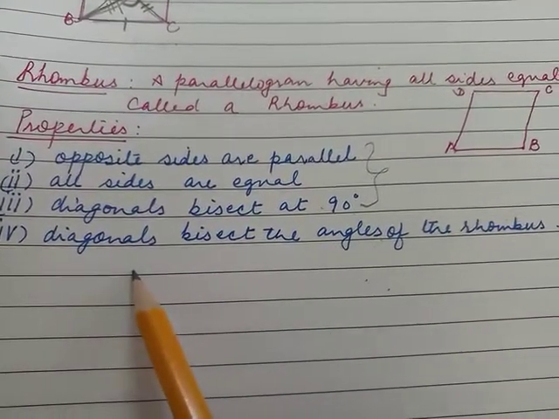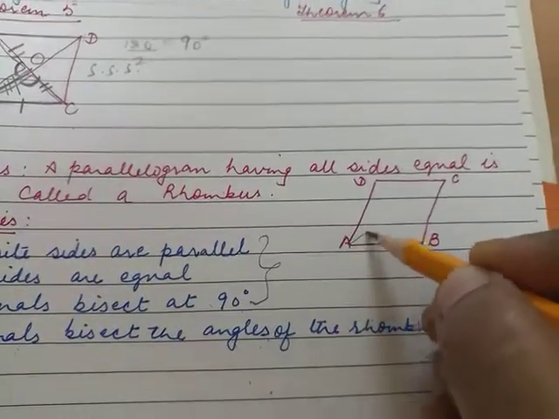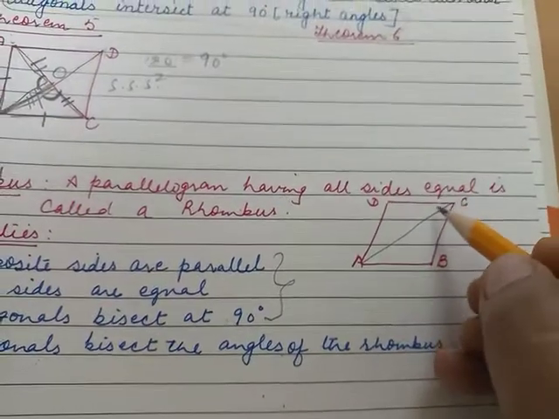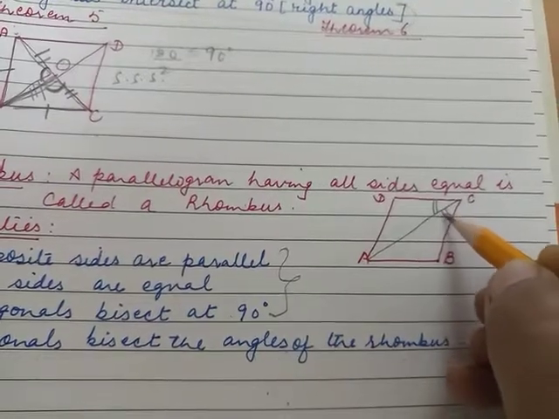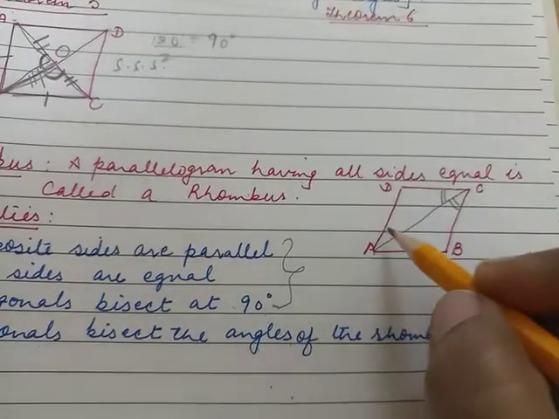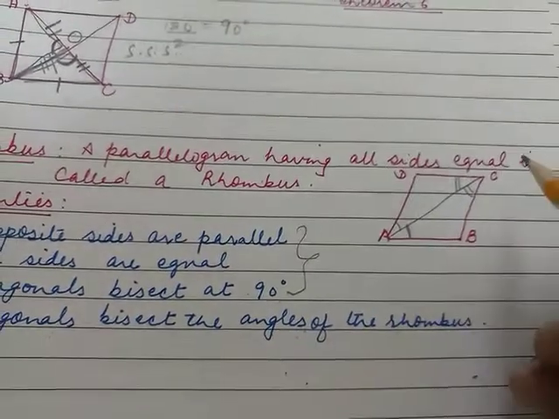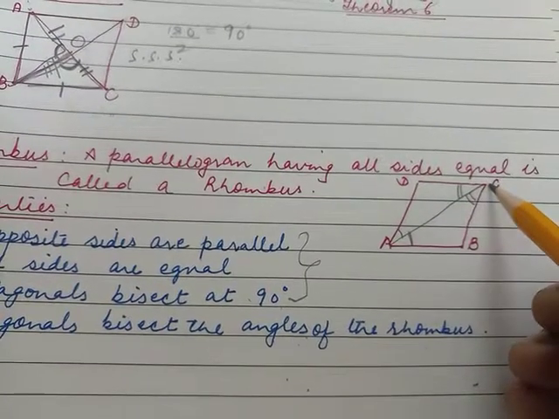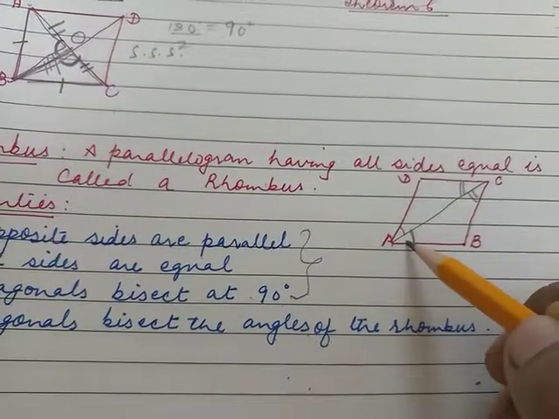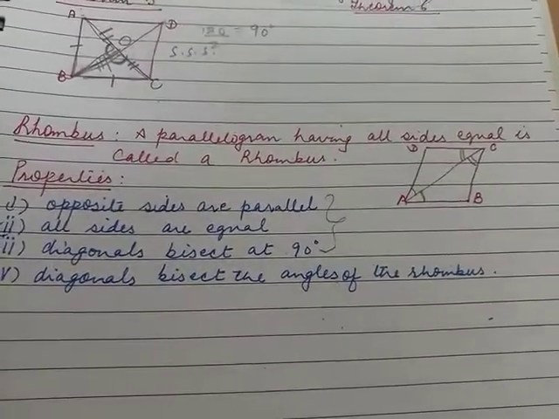Now the fourth property is important. Diagonals bisect the angles of a rhombus. If we draw the diagonal, it bisects the angle, that means this angle C is bisected into two equal halves. Similarly, angle A is bisected into two parts. If we draw the diagonal of a rhombus, it divides the angles. Okay, children? So this way we discuss the properties of a rhombus.